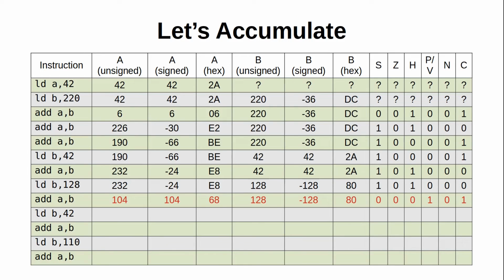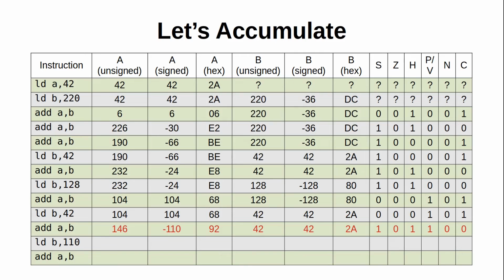Let's load 42 into B again. The flags are preserved, and now we have two positive values, 104 and 42, so let's add them. The sum is 146, which is perfectly fine as an unsigned value, but it's too large to be signed, so we get another overflow and the S bit is set. H is set too, from the carry on the lower nibble.